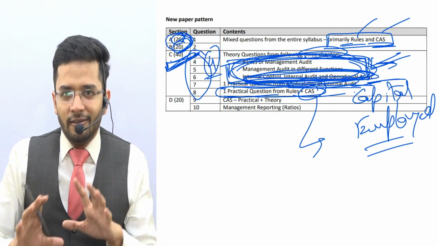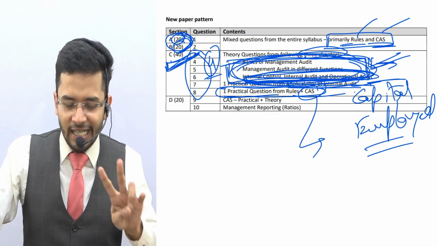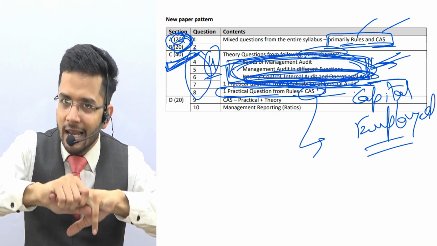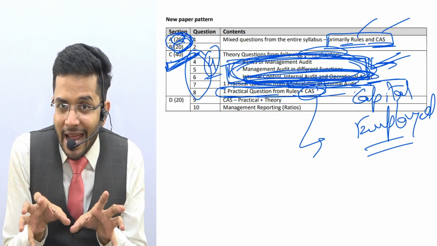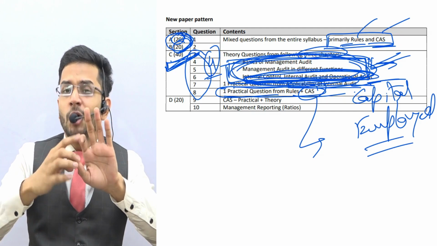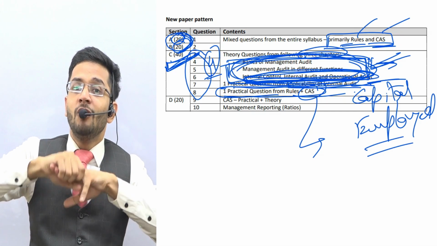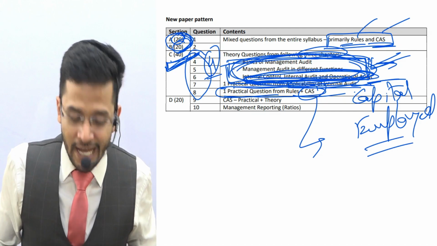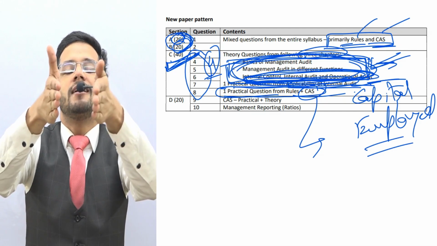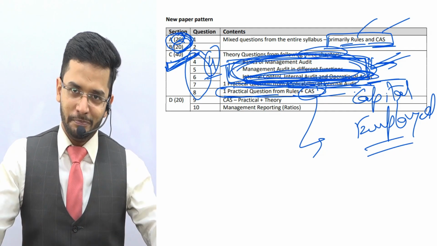But yes, from an overall standpoint, I feel that if you prepare CAS, rules and the 3 theoretical chapters well, then probably you'll be able to attempt almost 60% of this particular paper, 60 to 70%. Cost accounting standard, rules and the 3 theoretical chapters which I've highlighted over here. So this is like a bonanza, you know. Effort is less, marks are more.